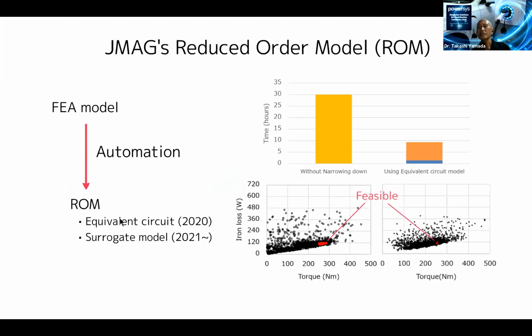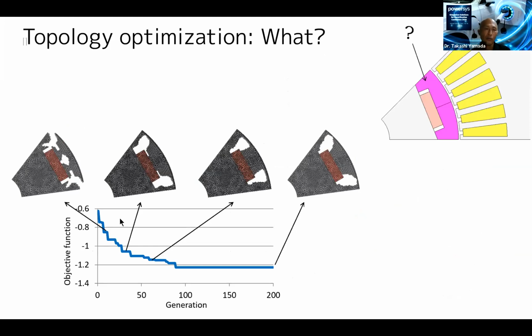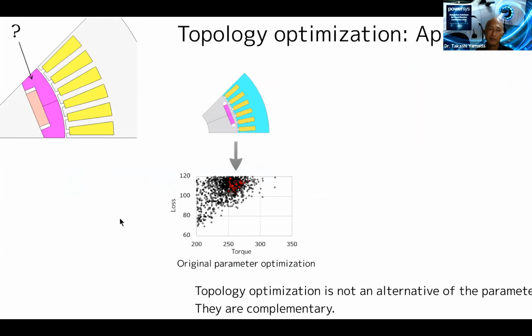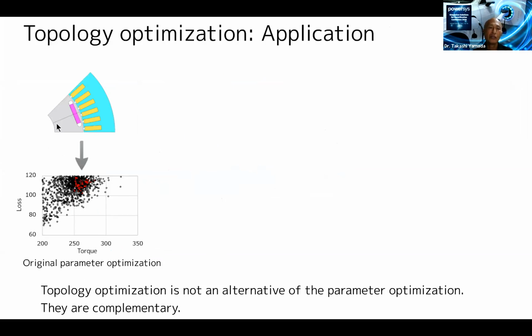The other interesting topic is topology optimization. This is still optimization, but a different type. This optimizer will find the optimal topology for you. This is an interesting example. Okay, this is the usual multi-objective optimization, which I just showed before. So you can get this with design parameter optimization.